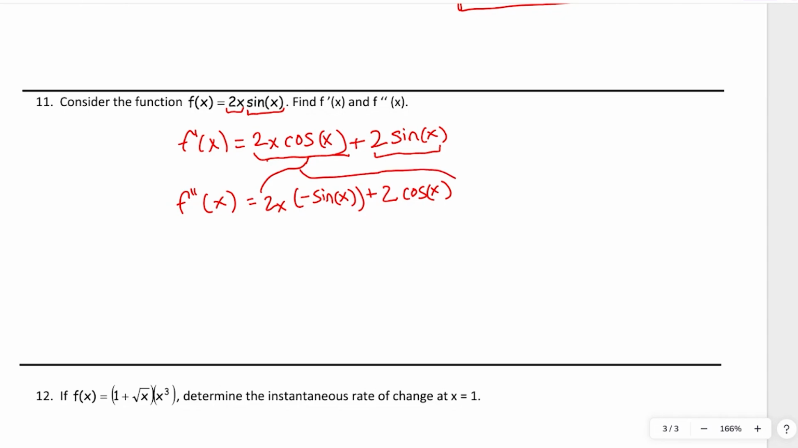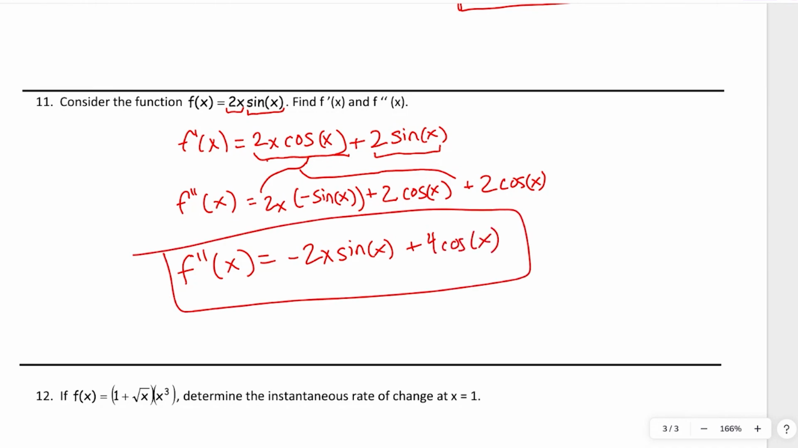So I haven't even started with the last term here. The derivative of 2 sine x is going to be 2 cosine x. Notice here we have two instances of cosine x. So you could feasibly combine them, although it's not totally necessary. But I'm going to rewrite this as negative 2x sine x plus 4 cosine x. So if you combine the two cosine x's, you get 4 cosine x.